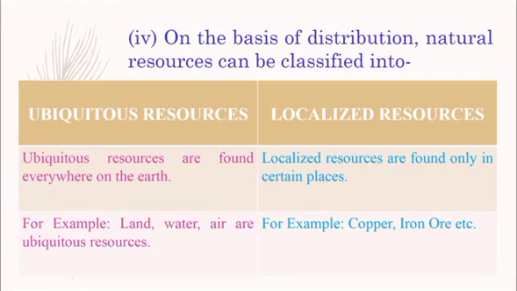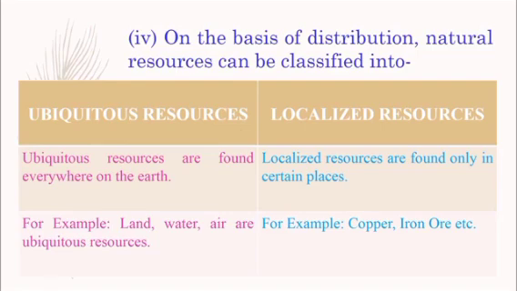The fourth one is on the basis of distribution, natural resources can be further classified into two. The first one is ubiquitous resources and the other one is localized resources. Ubiquitous resources are found everywhere on the earth, whereas localized resources are found only in certain places.